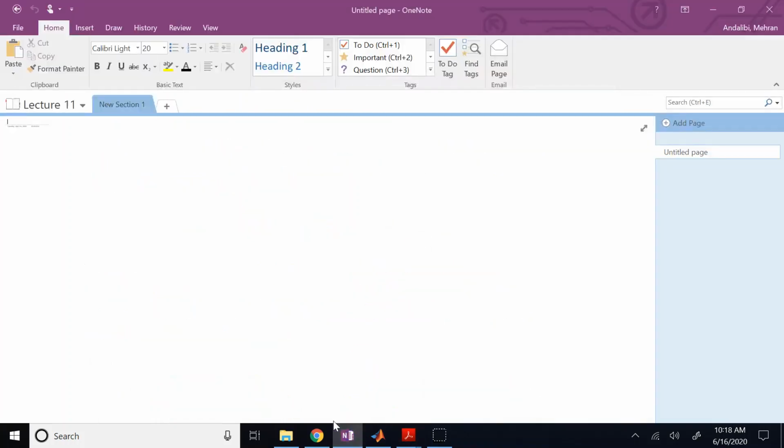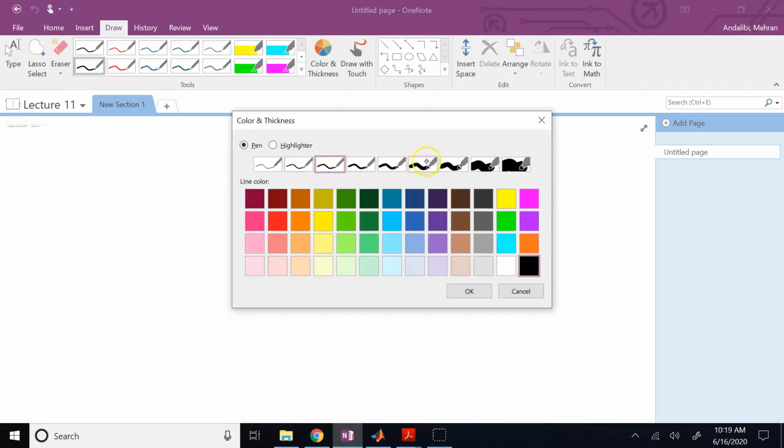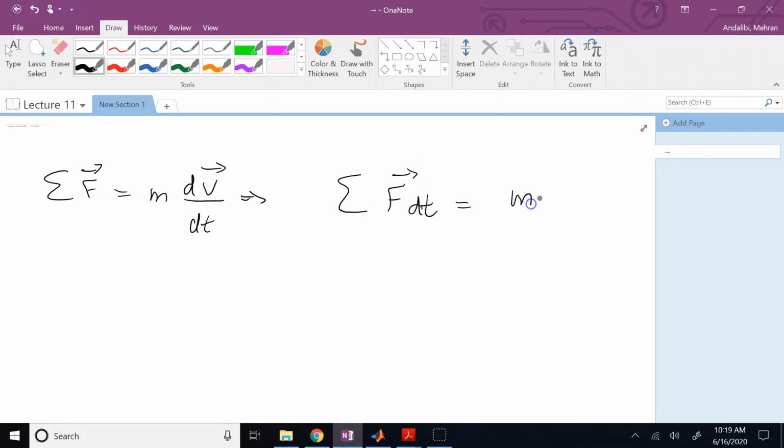So we have that the sum of the forces is equal to m dv over dt. We cross multiply by dt and we integrate both sides. This is from t1 to t2. This is from v1 to v2.